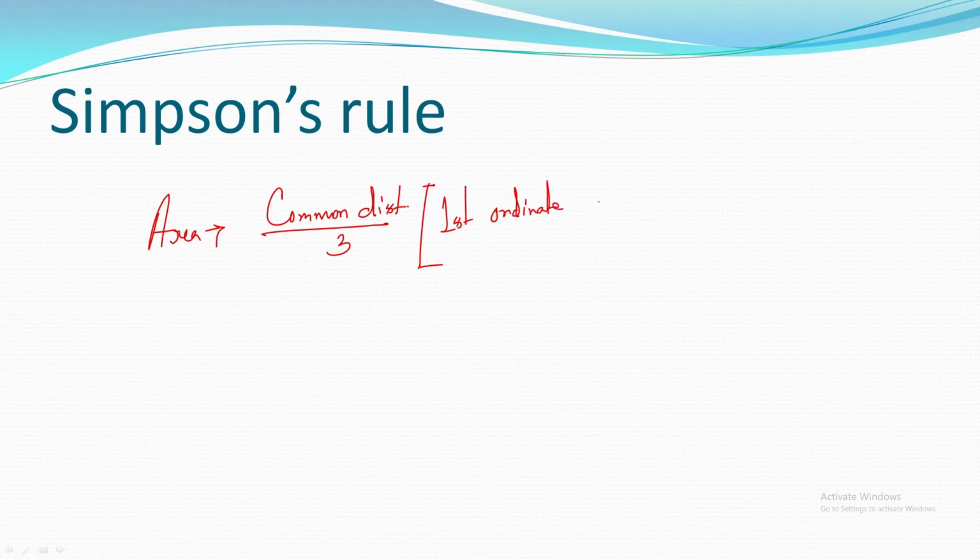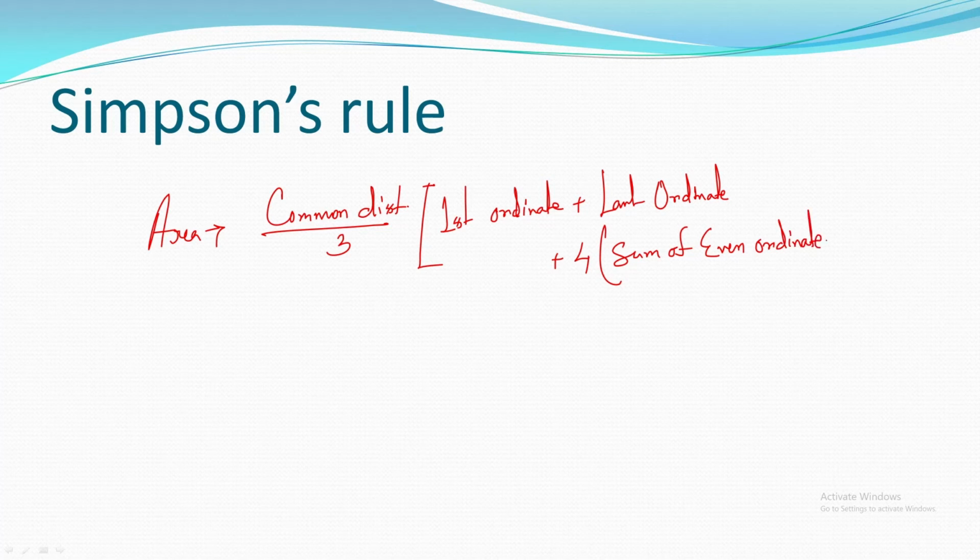So the final expression that we got after derivation is: area equals common distance by 3 into first ordinate plus last ordinate, plus 4 into sum of even ordinates, plus 2 into sum of odd ordinates.